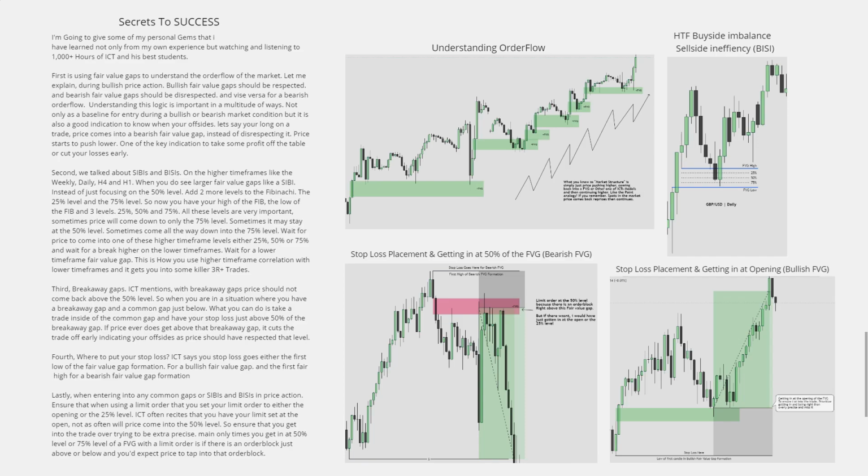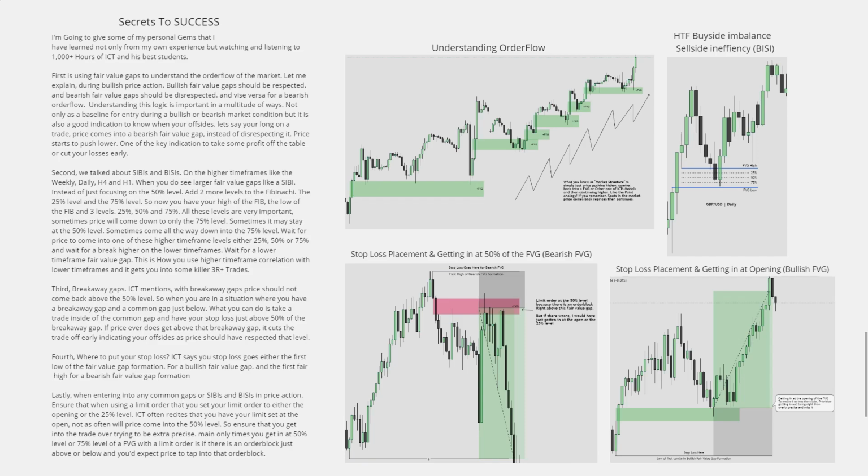Sometimes price will come down to the 25% level. Sometimes it may stay at the 50% level. Sometimes it could come all the way down to the 75% level. Wait for price to come down into one of these higher time frame levels like 25%, 50%, or 75%. Wait for a break higher on the lower time frames. Wait for a lower time frame fair value gap. This is overall how you use higher time frame correlation with lower time frames.